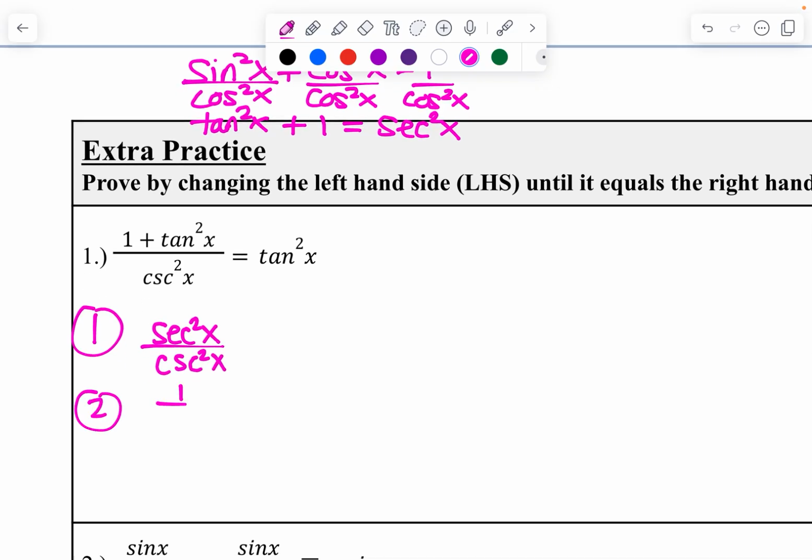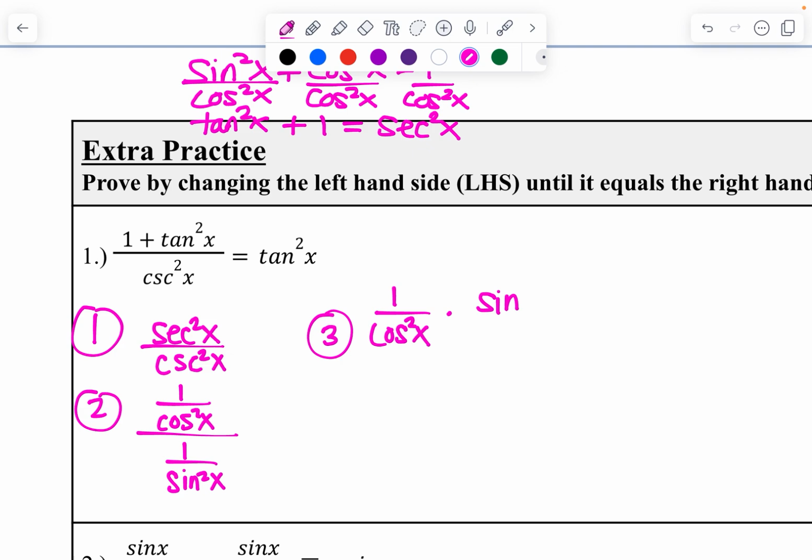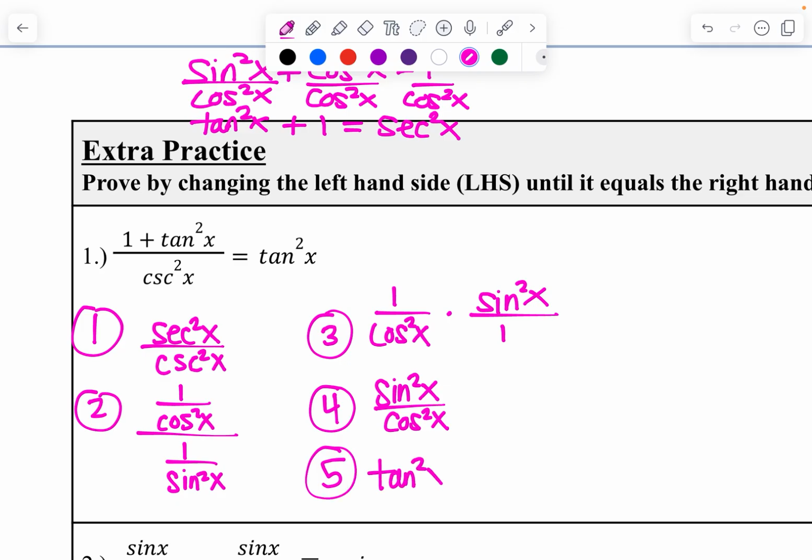Well, and let's remember secant squared of x is 1 over cosine squared of x. Cosecant squared is 1 over sine squared of x. But we don't like to divide by a fraction. Instead, we multiply by the reciprocal. So the denominator that we're dividing by, that fraction, 1 divided by sine squared of x, we multiply by its reciprocal. And so we end up with sine squared x over cosine squared x, which equals the tangent squared of x.